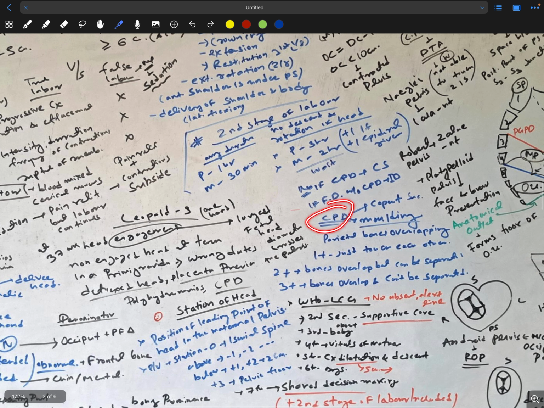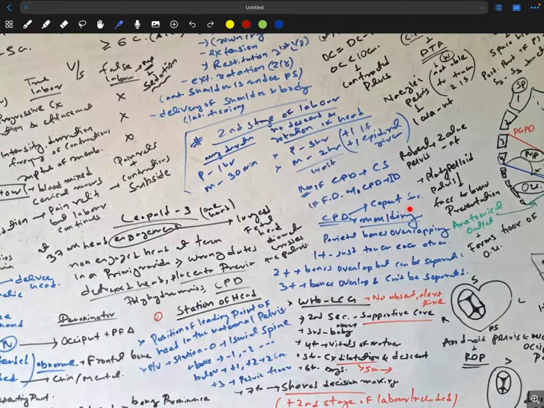So what are the signs of CPD? Suppose a question shows CPD. What will they give as clues? One is caput succedaneum. Caput succedaneum is edema. When the head is engaged in a position for a long time, there will be edema on the top of the head. That is called caput succedaneum.